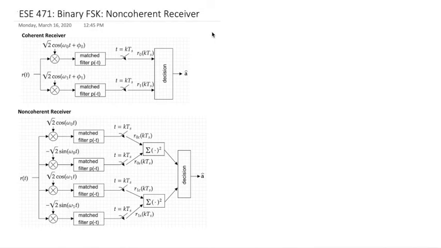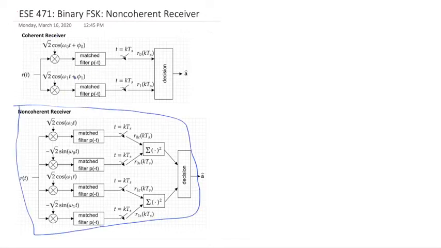This is Neil Patwari. This is ESE 471, and I'm going to talk in this segment about binary FSK, the non-coherent receiver case. We're going to be talking about this block. We had previously talked about the coherent receiver, but now we're going to talk about what happens when you don't know the phase.